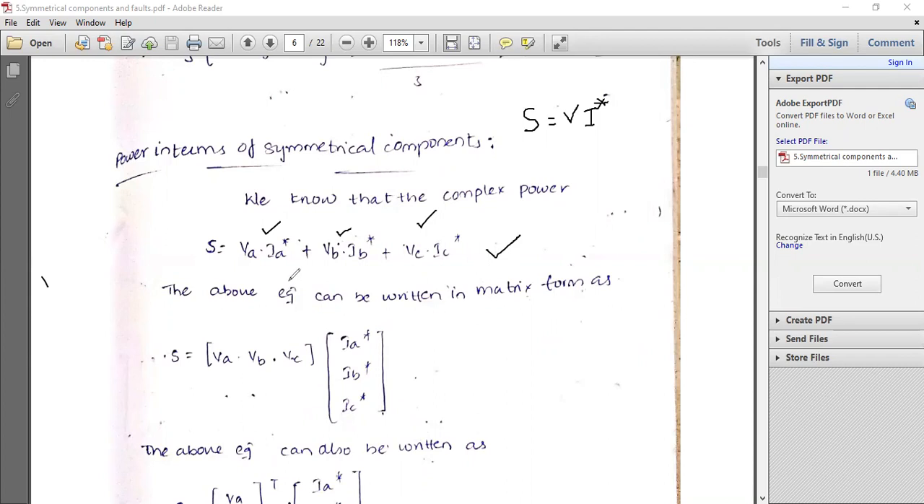Now if you convert this equation into matrix form, you will get this. S is equal to this one, which is 1 by 3, and this is 3 by 1. So if you multiply these two matrices, you will get the resultant matrix of 1 by 1. You will get this equation, right?